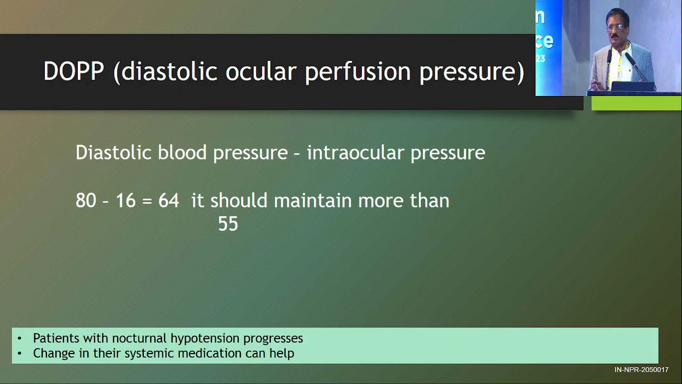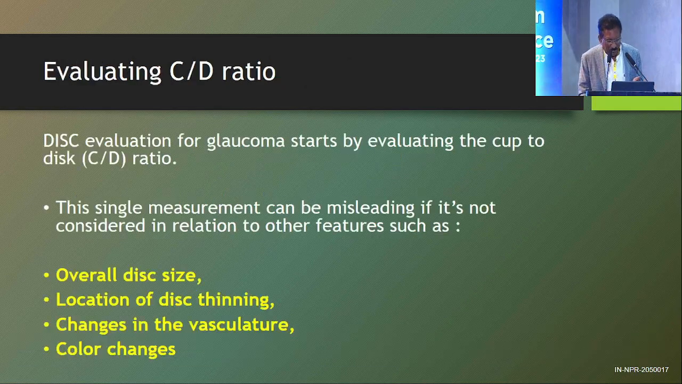Another important risk factor is DOPP, diastolic ocular perfusion pressure. We don't usually care about it in clinical scenarios, but it is very important. Once the diastolic blood pressure is 80, minus the Gaussian mean of the intraocular pressure of 16, you remove it, it will come around 64. If this reading comes down to less than 55, it is a very important progressive indicator for glaucoma.